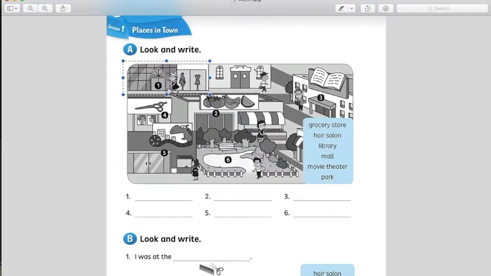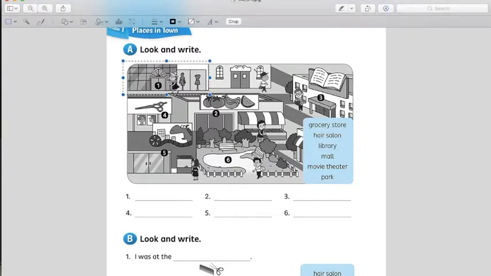It looks like this lady is shopping. And where do you go shopping? At a grocery store? Maybe, but we get food at the grocery store. Do we go shopping at the hair salon? Maybe not. Library? No, you don't buy books, you borrow books. Maybe it would be the mall, so you buy clothes at the mall, right? So let's put number 1 as mall. Let's hope you are writing these correctly.